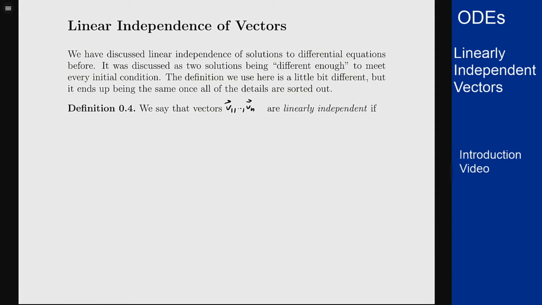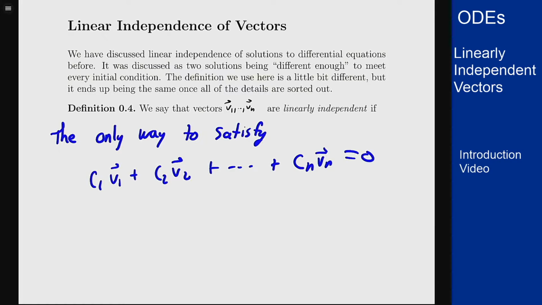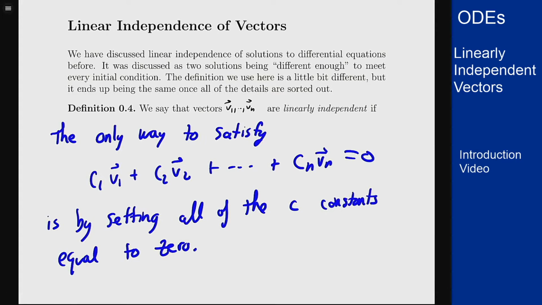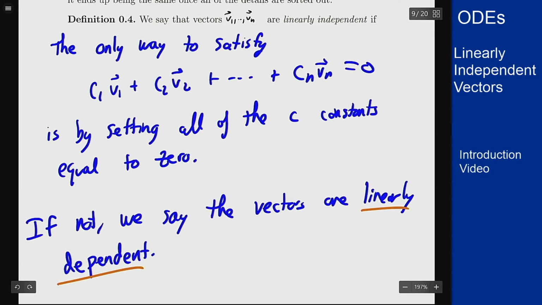So we say that vectors v1 through vn are linearly independent if the only way to satisfy c1 v1 plus c2 v2 plus all the way up to cn vn equals 0 is by setting all of the c's equal to 0. Clearly doing that works. If all the c's are 0, then I get 0. Great. But I want to make sure that's the only way to satisfy this situation here. If not, we say the vectors are linearly dependent. And by if not here, I mean if there is some other solution to make this equation equal to 0 without making all the c's 0.